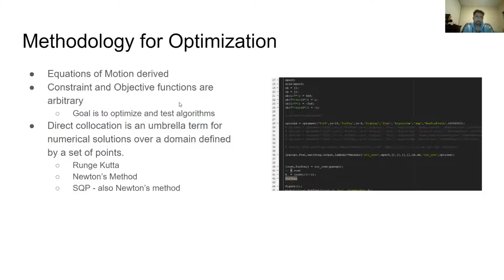And this is another way of saying that we used sequential quadratic programming. What I mean by this is that the direct collocation method is an umbrella term for the Runge-Kutta method, which is another umbrella term for Newton's method. So in other words, this is all numerical methods, numerical analysis.